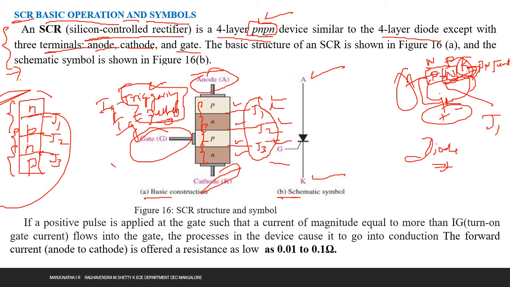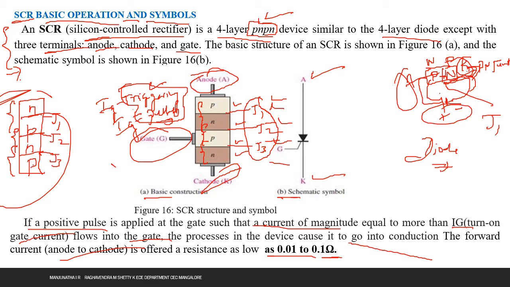Now I'll move on to the paragraph. If a positive pulse is applied at the gate such that a current of magnitude equal to or more than Ig flows into the gate. Ig is what? Gate current, the turn on gate current or a triggering pulse. The process in the device causes it to go into conduction mode. The forward current between the anode and cathode is offered a resistance as low as 0.01 to 0.1.